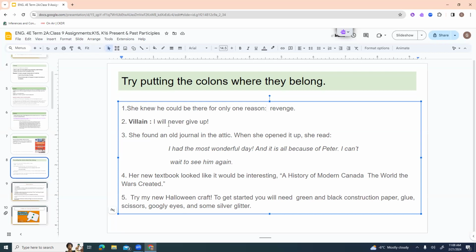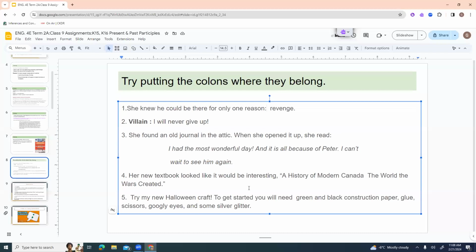The next one: Villain, colon, I will never give up. The villain is the person who's speaking. These are his words. She found an old journal in the attic. When she opened it up, she read, colon, I had the most wonderful day. And it is all because of Peter. I can't wait to see him again. So here we're introducing this journal that she's going to be reading.